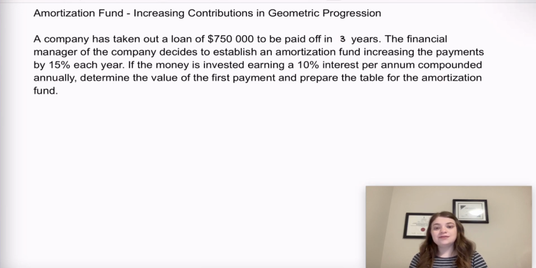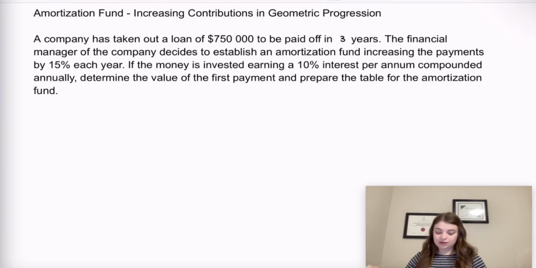each year. If the money is invested earning 10% interest per annum compounded annually, determine the value of the first payment and prepare the table for the amortization fund. Okay, so first thing I'm going to do is write out everything that we know.